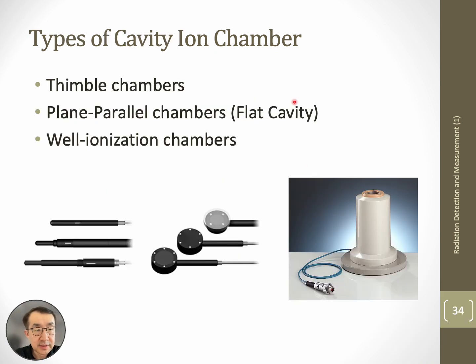What are the examples of this cavity ionization chamber? Here you see what we call a thimble chamber. That looks like a thimble. You know what a thimble is, right? When you do sewing, you put a thimble on your finger, so it looks like a thimble chamber. Or the parallel plate chamber, or what we call the well ionization chamber, or well-type ionization chamber. So you can categorize these into three. Clinically, physicists in our department use all three different kinds depending on our application.